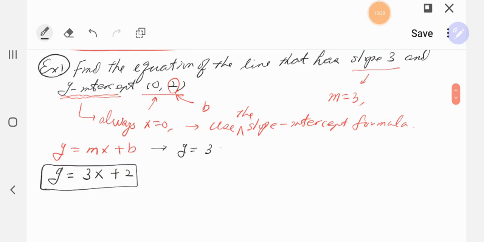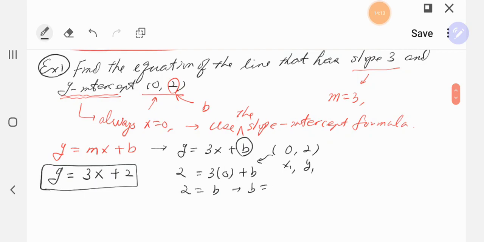y equals 3x plus b, right? Then we want to find b. But the point is given: x equals 0, y equals 2. So plug in this one. y equals 2 when x equals 0, right? What we did is just plug in these two values. This is x1, y1. Then 2 is equal to b. So we found b. This means the b value is equal to 2. So finally, we have this equation.